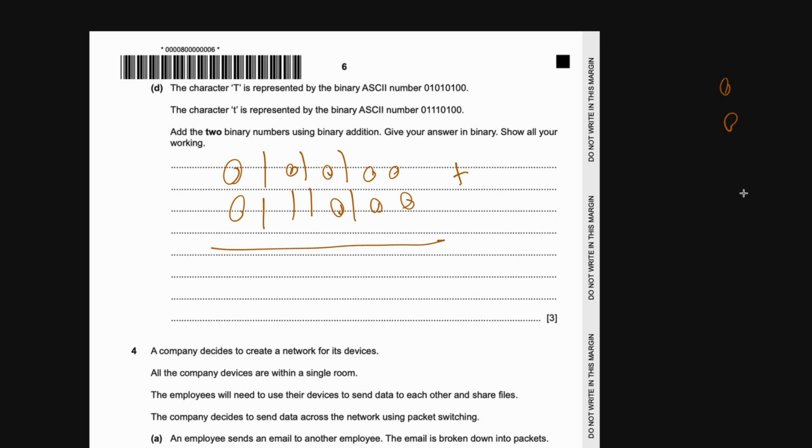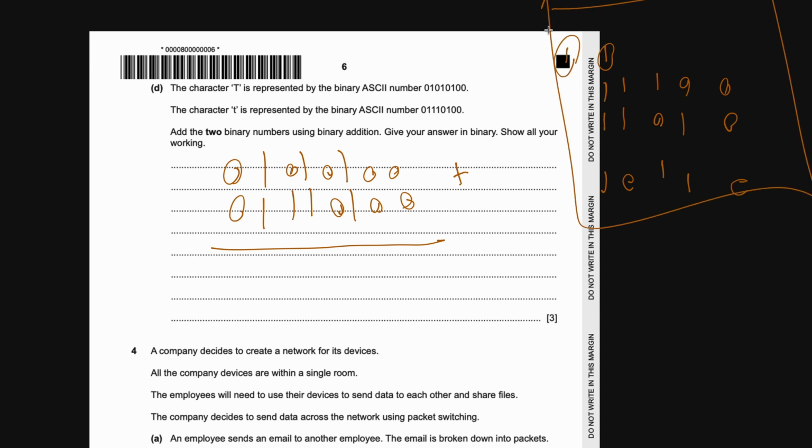0 plus 0 is 0. 0 plus 1 is 1. 1 plus 0 is 1. 1 plus 1 is 0, carry 1. 1 plus 1 plus 1 is 1, carry 1. Just know this and you're set for any question for binary addition.